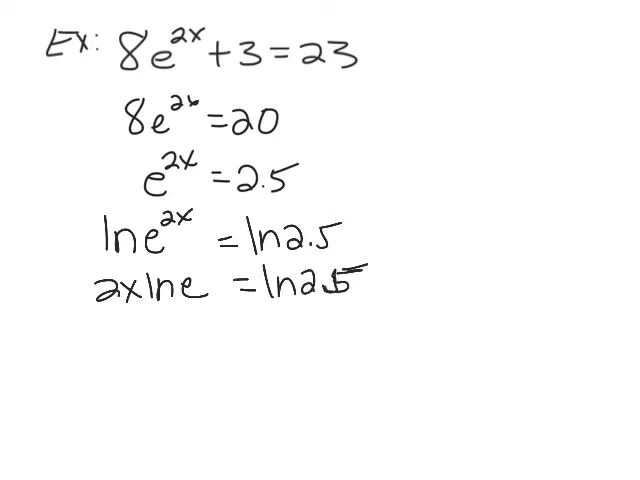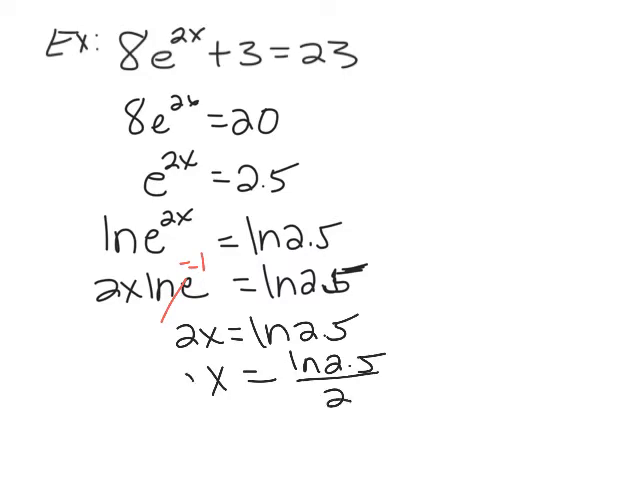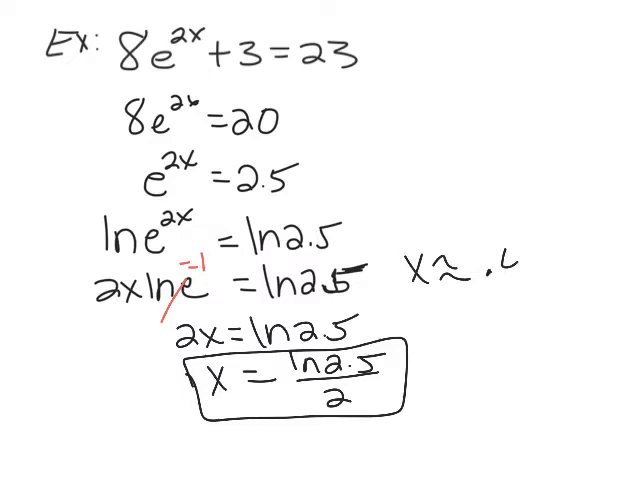Whoops, that's a funny looking 5, sorry. This is a property: the natural log of e is equal to 1. So that makes things a lot easier. I have 2x = ln 2.5. My exact answer is ln(2.5) divided by 2. That's my exact answer, the one I really want. And then if you put that in your calculator, you'll get x is approximately equal to 0.4581.